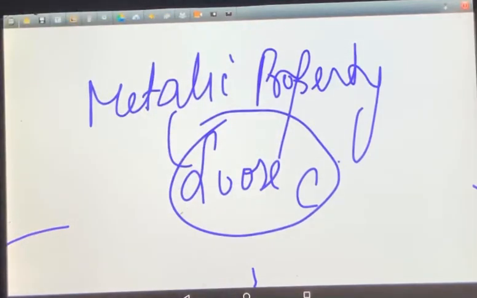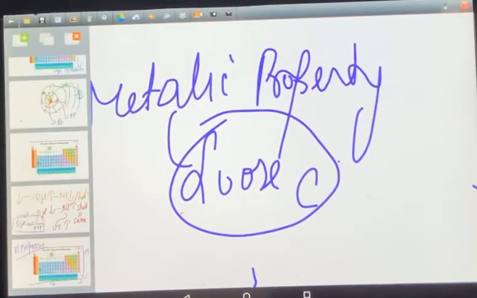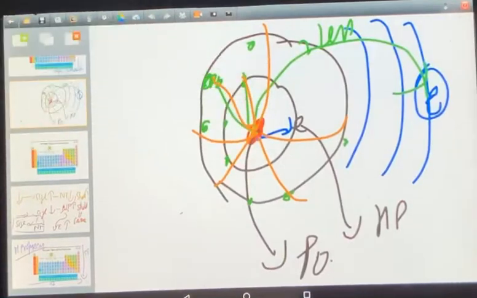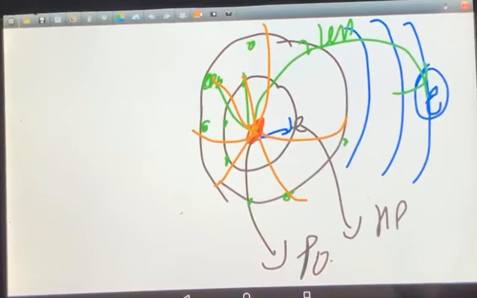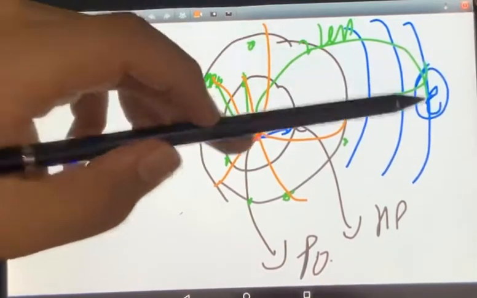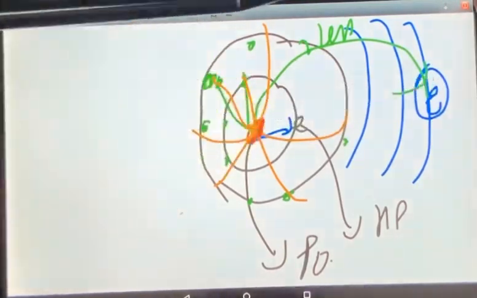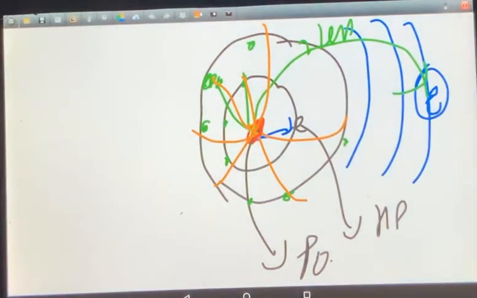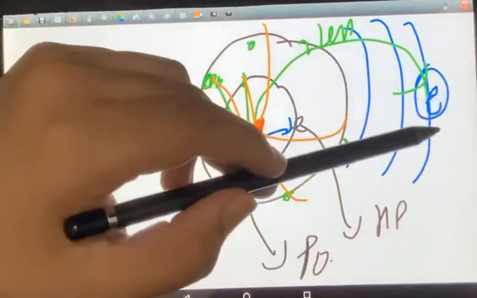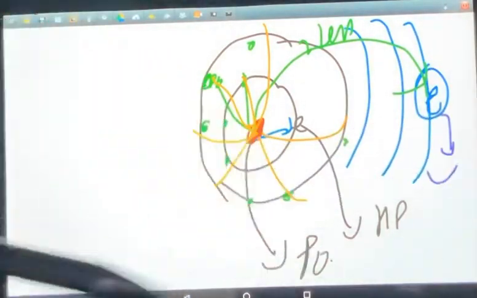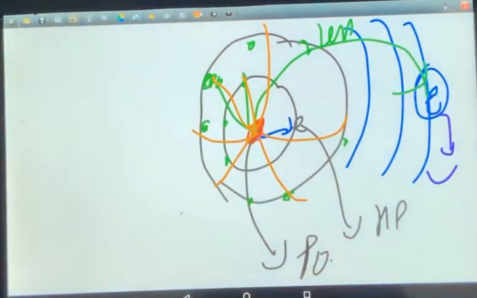Electron losing will be easy if the size is large, because the nucleus, as I told you, again I'll show you the same diagram, the nucleus is putting a force of attraction on the electrons, isn't it? So if the size is large, that means the electron is a lot away from the nucleus and the force of attraction of the nucleus will be very less, because size is inversely proportional to nuclear force. So the tendency to lose this electron will be easy. The electron will be lost easily and hence the metallic character will increase.